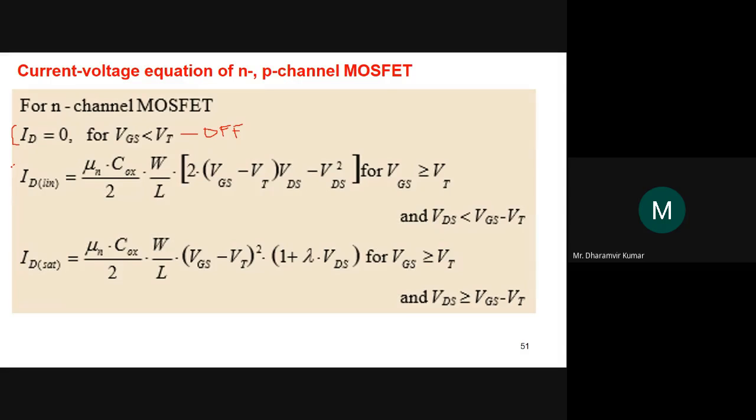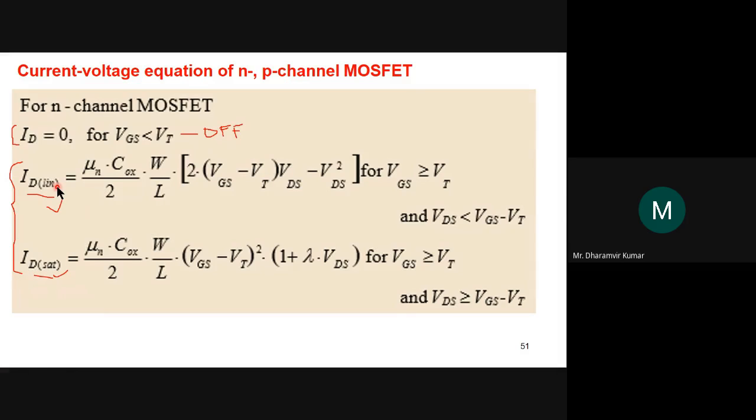Okay, and these two currents are when the device is conducting. And we know that when the device is conducting, we have two different regions of operation. The first is linear region or triode region, and the second is the saturation region. Okay, and we have got different equations for the linear current and the saturation current. Okay, and the equations are like this.